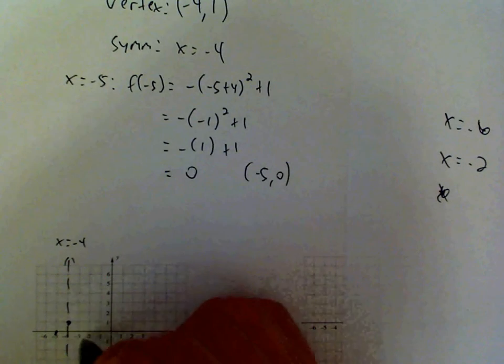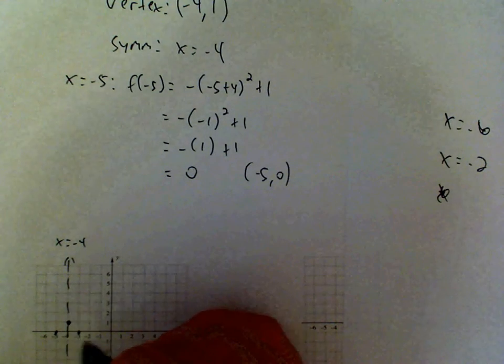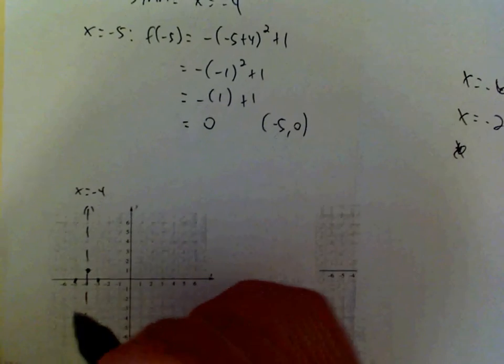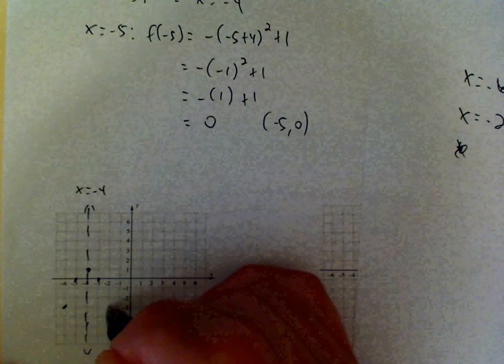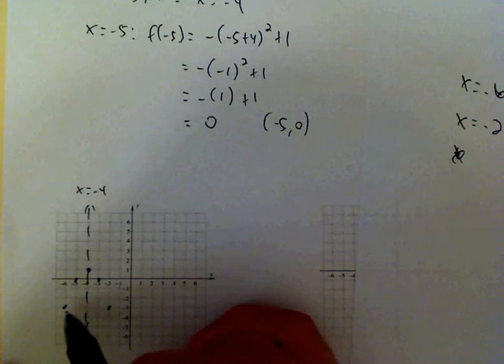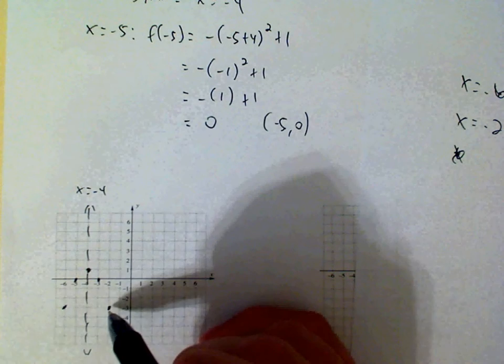Negative 3 is 0. Negative 6, negative 3. Let me move this up so you can see it. And then negative 2, negative 3. And the reason why, once I find one y value, I know the associated y value on the other side of the line of symmetry, because this is the line of symmetry.